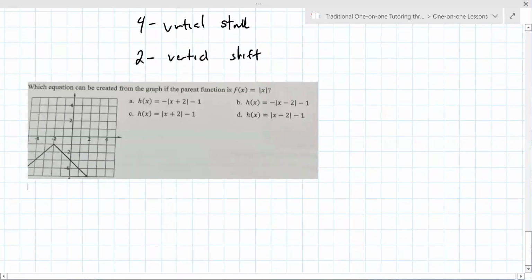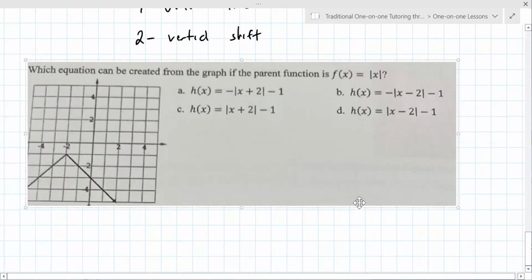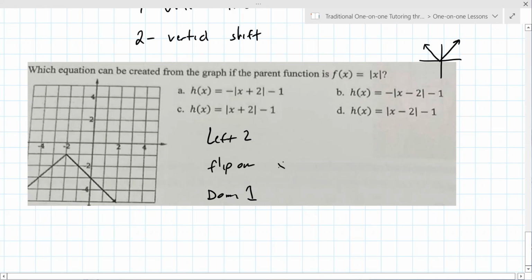Okay, so next problem here, it says kind of the same question, but in reverse. Here's absolute value of x. Absolute value of x is a V. They're saying this isn't the same parent function, but it's different. So what's happened? Maybe if you could do this in words, it would help. It went left 2, and then it went down 1, and then it's a flip over the x-axis.